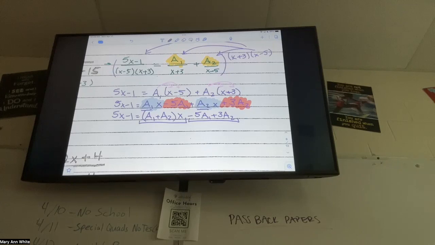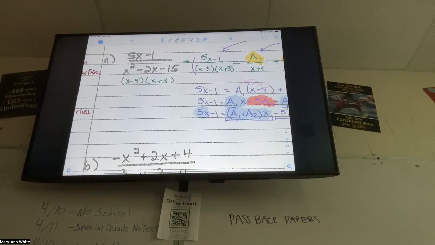Now, this is the part where we need to make this into two equations, okay? I have a variable on the left side. I've got 5x on the left, and I've got a variable on the right. I've got A1 plus A2 times x on the right. Those have to equal each other because they're both going to be like terms. The only way for A1 plus A2 to work is if it adds up to 5, because that's what the left side equals. So we're gonna write that as a new equation off to the side. 5x equals A1 plus A2 times x.